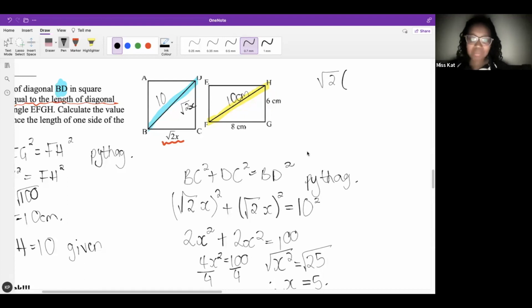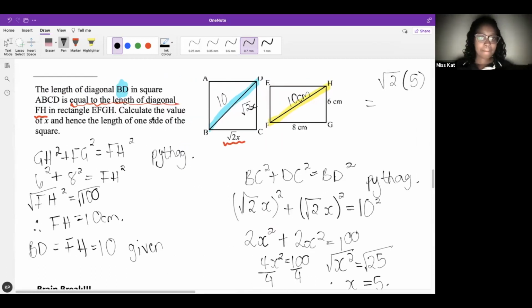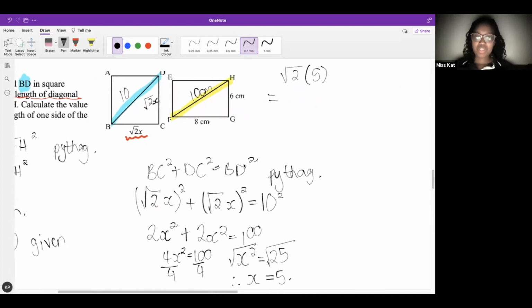You guys are saying that brain break is lonely. Almost, guys. Almost. I'm very happy with you guys today. You did progress. Okay, if we have x is 5, how much is a side? It will be the square root of 2. What's square root of 2 times 5, guys? Please check for me on your calculators quickly, and then we'll go to the brain break just now.